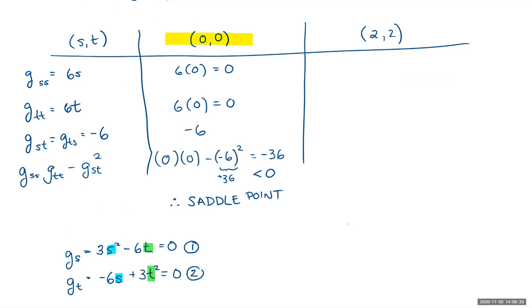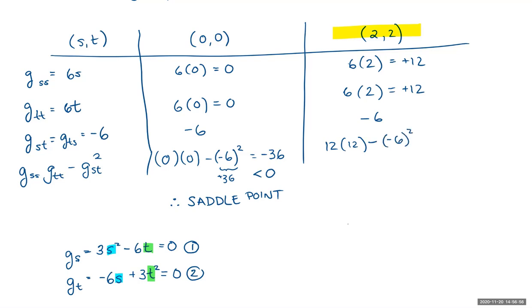Now repeating this for our next coordinate, 2, 2, for GSS, I'm going to have 6 times my S value of 2, giving me positive 12. For GTT, I have 6 times my T value of positive 2, giving me positive 12. For GST, it's still going to be negative 6. And then for my saddle point test, I have 12 times 12 for GSS times GTT minus GST, which is negative 6 squared. So this is going to give me 144 minus 36, or 108. This value is positive, so that means that this is not a saddle point.